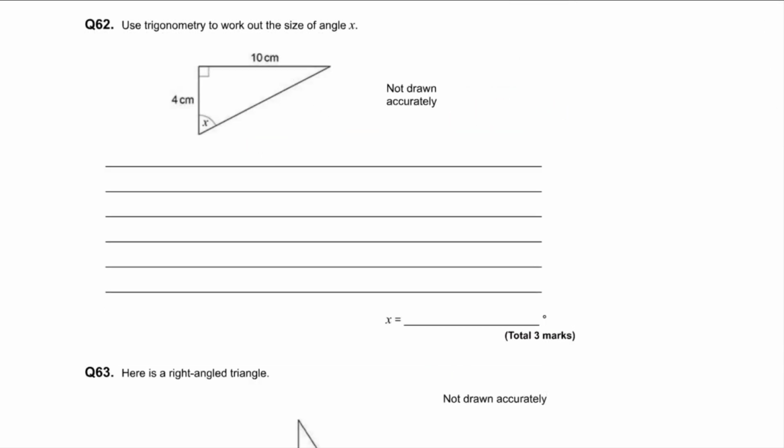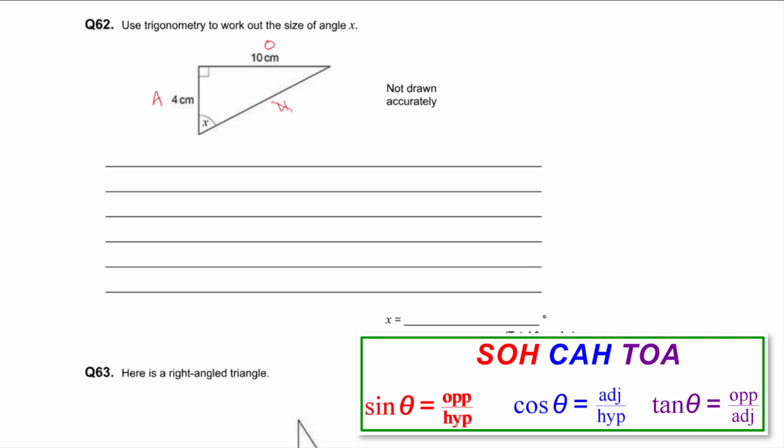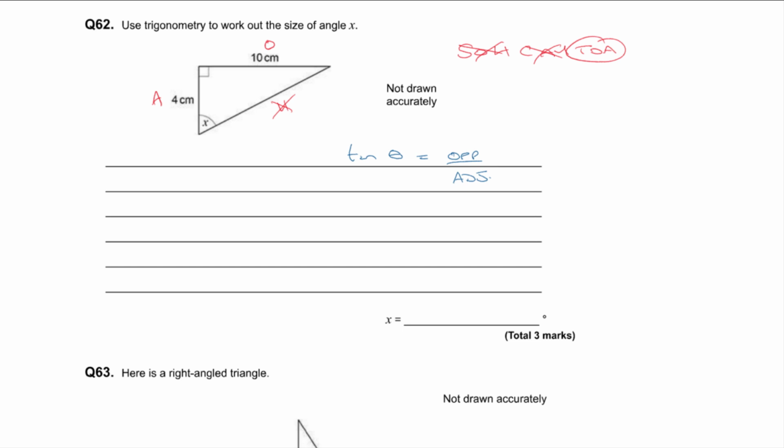Question 62. Use trigonometry to work out the size of an angle x. Okay, same deal as last time. Label the sides. Hypotenuse, opposite, adjacent. Okay, which one don't we care about? We do not care about the hypotenuse. So which one do we care about? The ones not with h in it. So h in SOH, h in CAH, no h in TOA. So writing out the tan ratio, tan theta is equal to opposite over adjacent. Sub in for theta, that's the angle. Oh, that's the thing we want to find this time, isn't it?